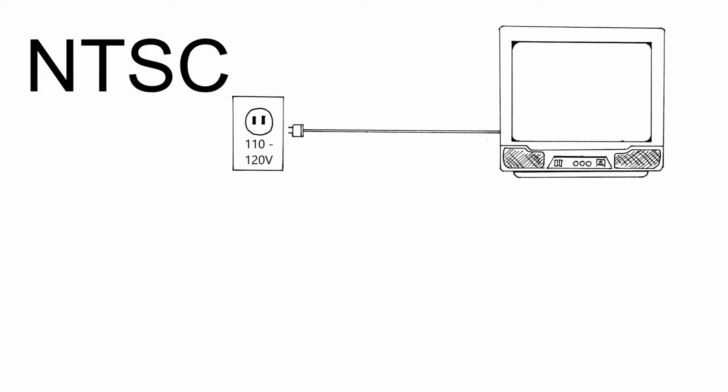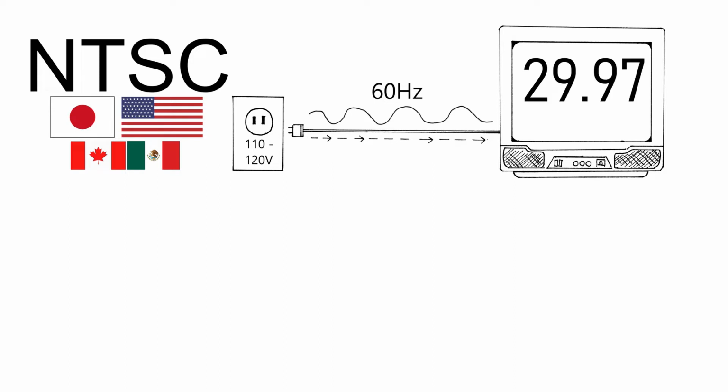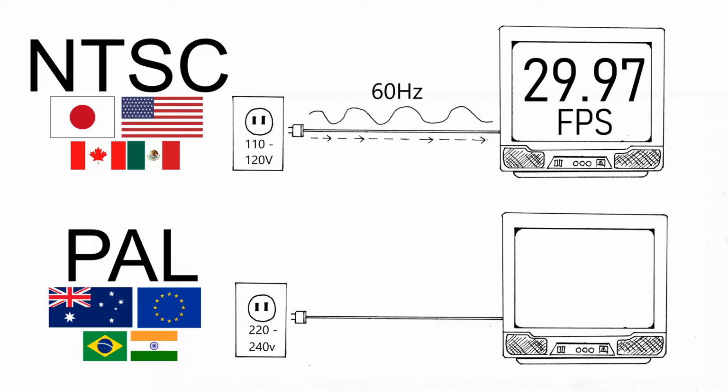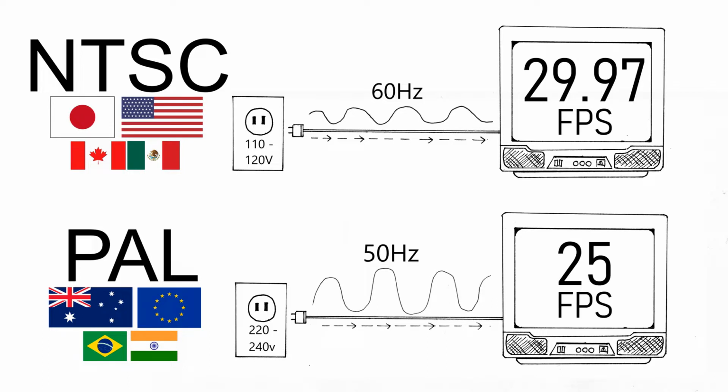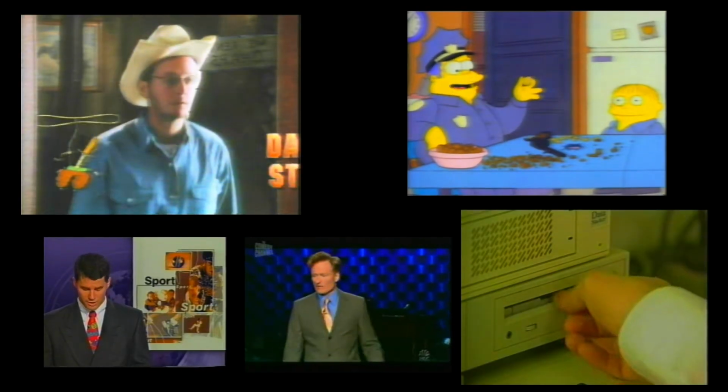For NTSC regions such as North America and Japan, CRT televisions were designed to accept an electrical input of 60 Hz, producing an output refresh rate of 29.97 frames per second. While in PAL regions such as Europe and Australia, televisions accept an input of 50 Hz, producing an output refresh rate of 25 frames per second. Generally, the difference of 5 frames per second made little difference for TV broadcasts.